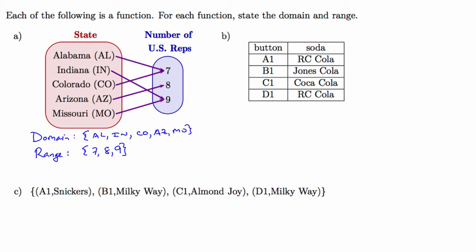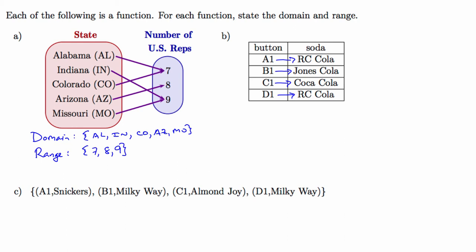In part B, we have a function given as a table. The left-hand column is the button, and the right-hand column is the soda. Based on the table, we are told the button A1 is paired with RC Cola, the button B1 is paired with Jones Cola, button C1 is paired with Coca-Cola, and button D1 is paired with RC Cola.